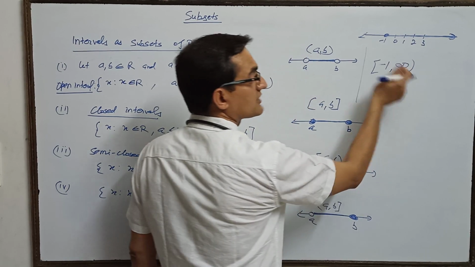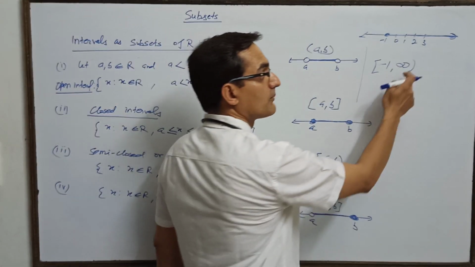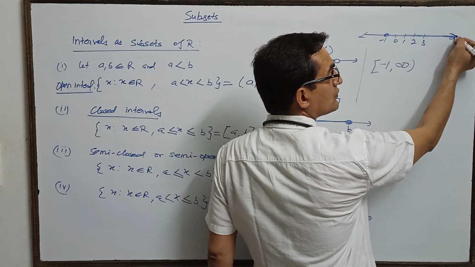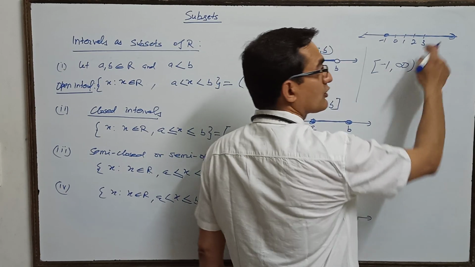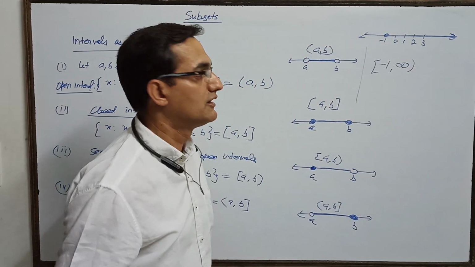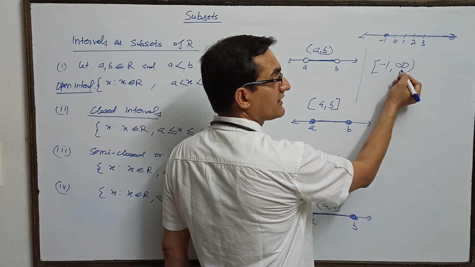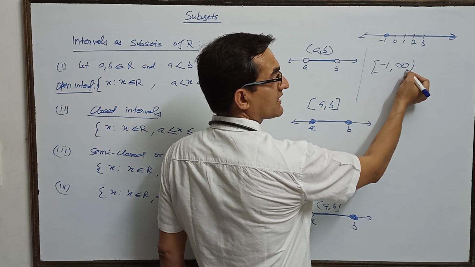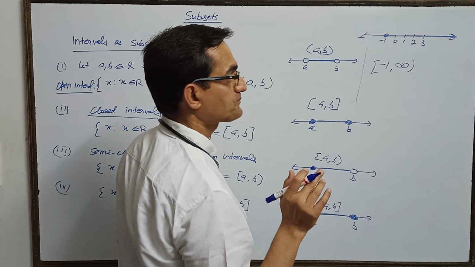It always takes the open side. Why? Because there is no end to the numbers. We cannot fix any number because after that number we will get some other number. So towards the infinity side it is always taken as open.